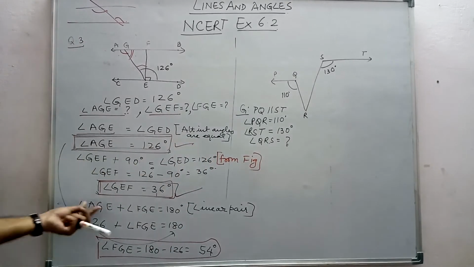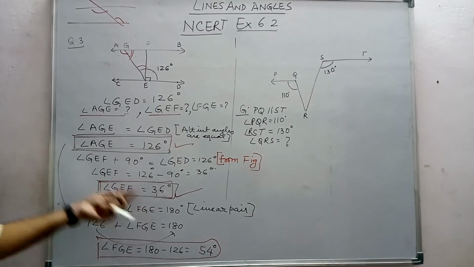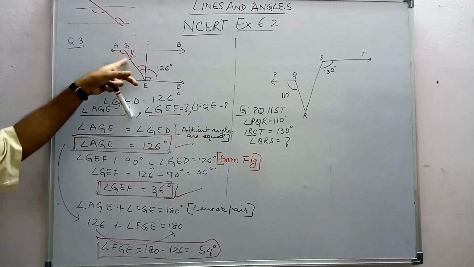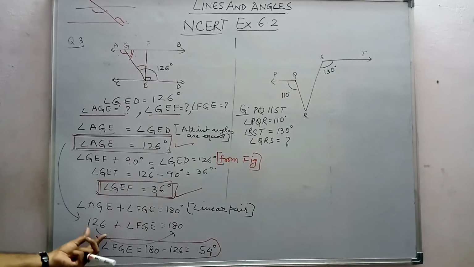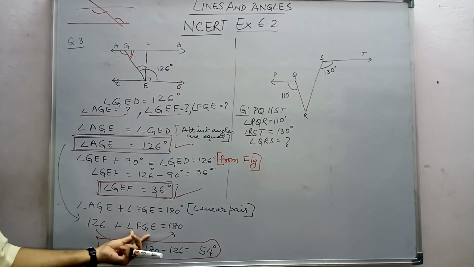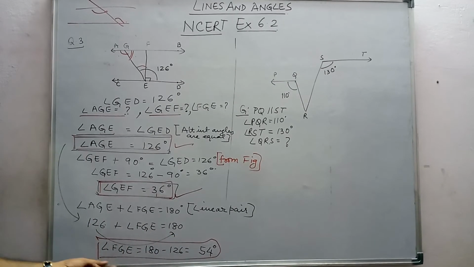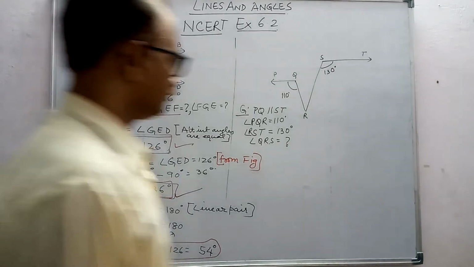Again you see AGE plus FGE, their sum is equal to what? 180, because it's forming a straight line. And this angle is equal to 126, so FGE is equal to 180 minus 126, that is equal to 54 degrees. So FGE is equal to 54 degrees.